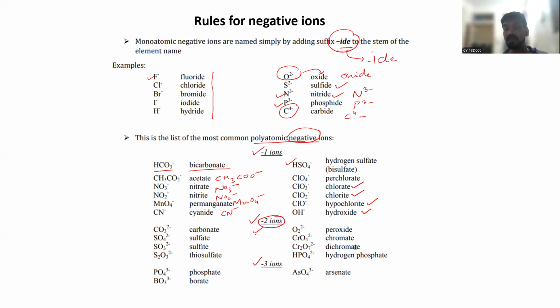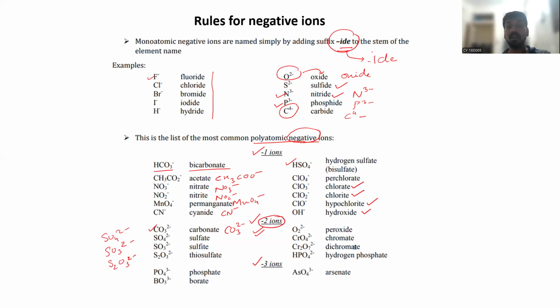Now the 2 negative charge: we are going to discuss polyatomic negative ions which have 2 negative charge. So carbonate is CO3, 2 negative. Exactly. Sulfate is SO4, 2 negative. Sulfite, SO3, 2 negative. So what is the difference between sulfate and sulfite? You should know that sulfate is SO4, 2 negative. Sulfite is SO3, 2 negative. And what is thiosulfate? You have to keep in mind, it is S2O3, 2 negative.